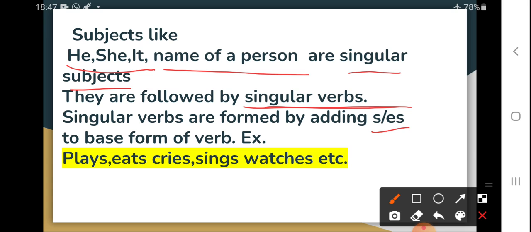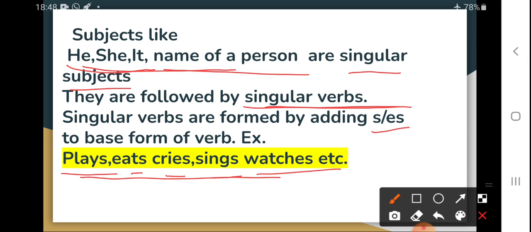For example, singular verb of play is plays. Eat, eats. Cry, cries. Sing, sings. Watch, watches. These all are singular verbs. And singular verbs are provided with the singular subjects. Okay. हमको ये याद रखना है सब्जेक्ट वर्ब एंड एग्रीमेंट में कि वी प्रोवाइड सिंगुलर वर्ब्स विथ सिंगुलर सब्जेक्ट्स. राइट. सिंगुलर सब्जेक्ट कैन बी सिंगुलर नाउन, pronoun.